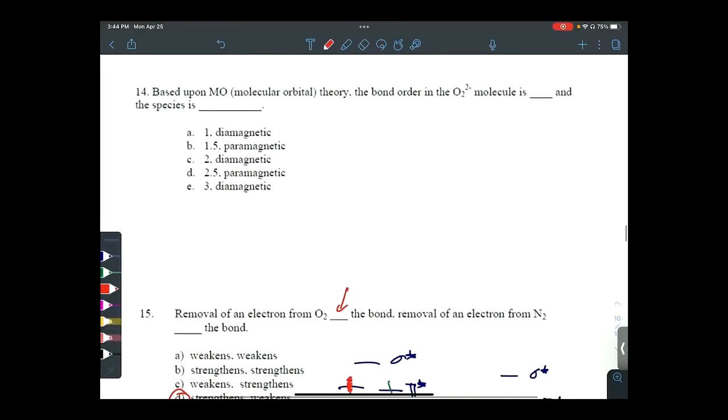Here's another one. Based upon MO theory, the bond order of O2 2 minus is blank, and the species is blank. Again, this is building the MO diagram. What is an MO diagram? Molecular orbital. What makes it different from atomic orbitals? I don't know.